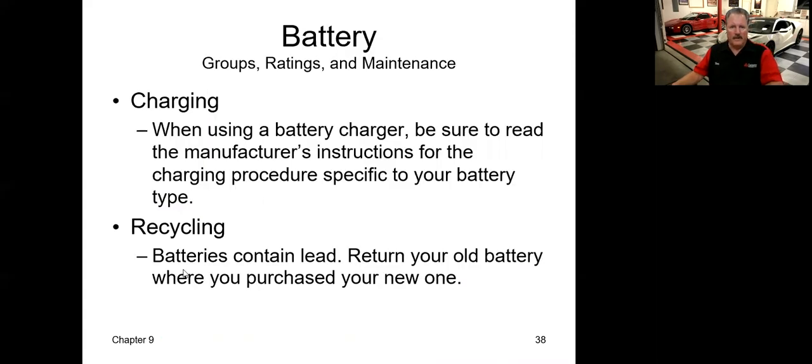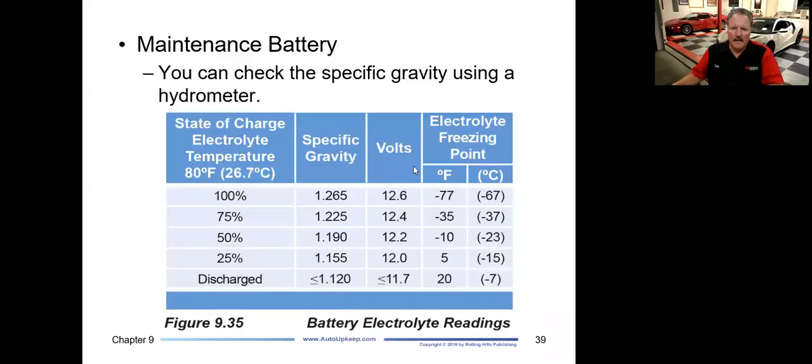Yeah, when you do buy a new battery, you usually turn in your old battery. They usually have a core charge on that, so you want to make sure you take your old battery in with you. We don't generally check batteries with hydrometers anymore.